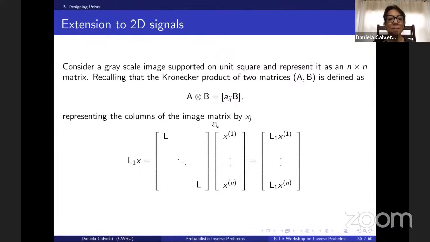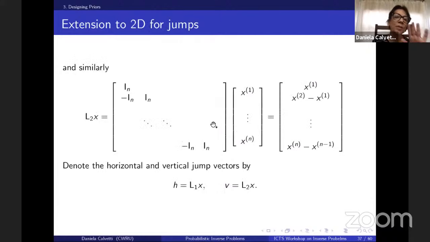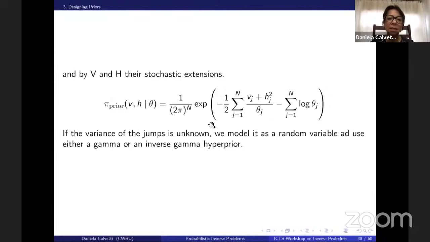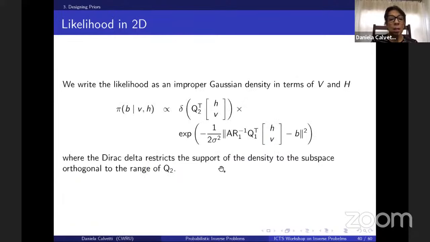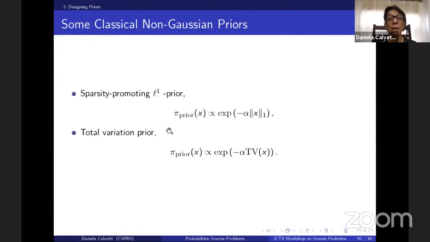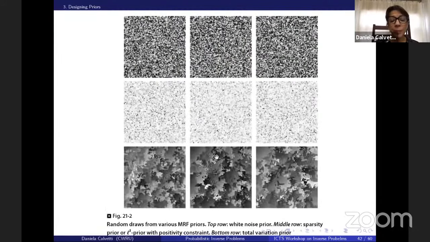And so I'm going to skip a whole part that is more technical, on two-dimensional signals, so images, which have additional compatibility conditions, but basically the approach is the same. Again, we want the signal, the image, to be able to jump. So now let's go to sparsity promoting priors.